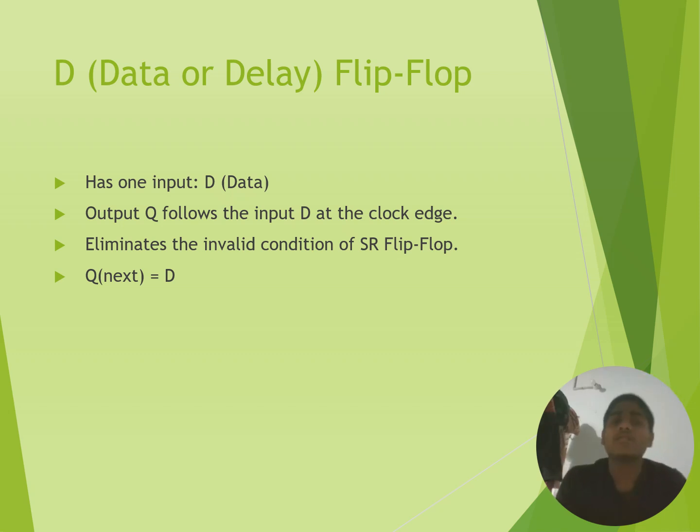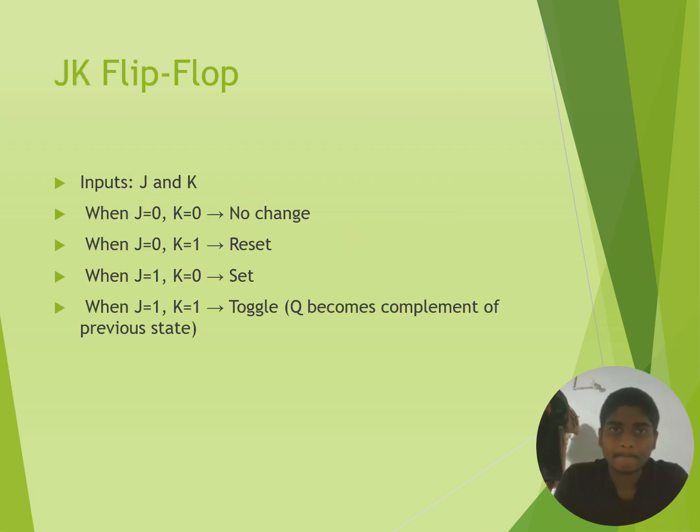Let us see what is JK flip-flop. It has two inputs. First one is J and second one is K. When J equal to 0, K equal to 0, it does not change. When J equal to 1, K equal to 1, it changes the value, it goes to reset. And J equal to 1, K equal to 0, it goes to set.